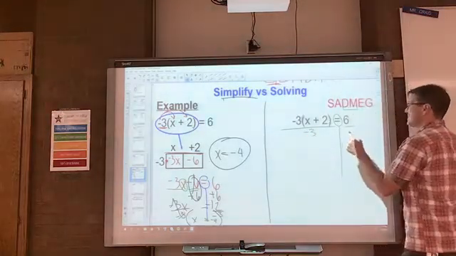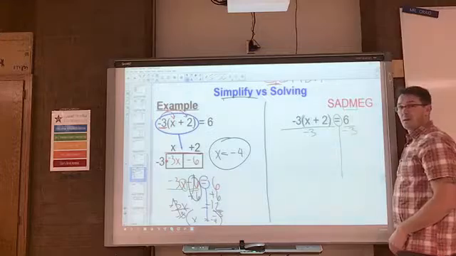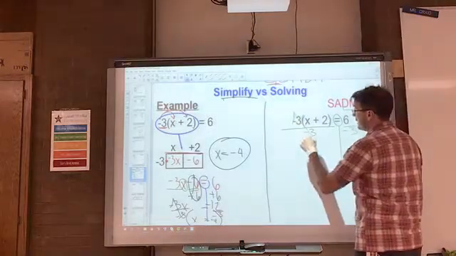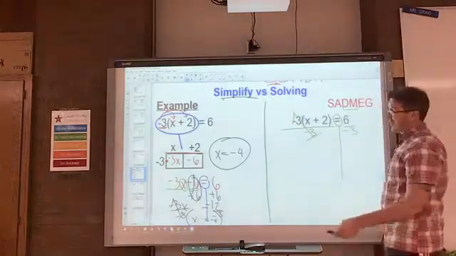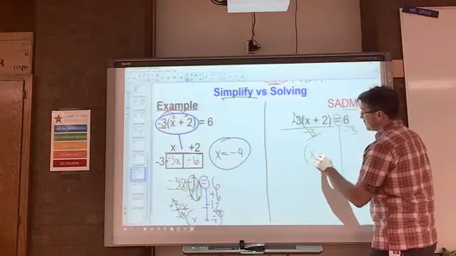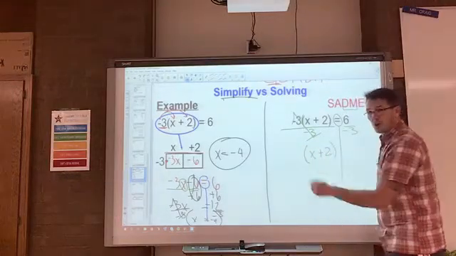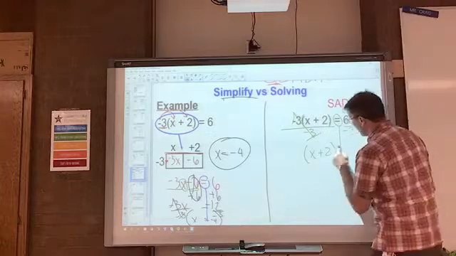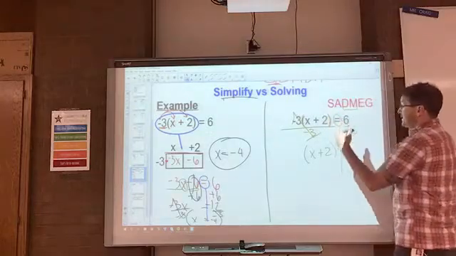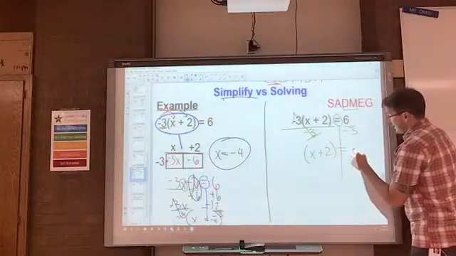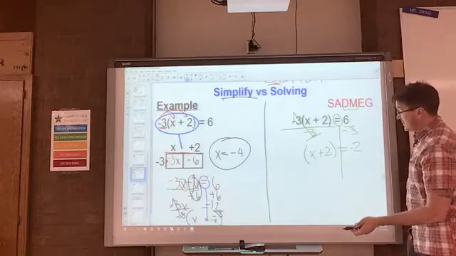And I'm dividing this entire side by -3. -3 divided by -3 is 1. But I don't need to write that 1. I could bring down the x plus 2 in parentheses. But do I even need those parentheses anymore? Nope. They're all alone. 6 divided by -3 is? -2. And so now I'm left with this.